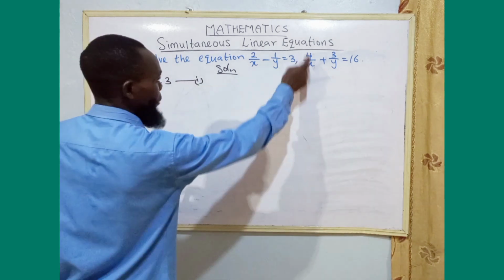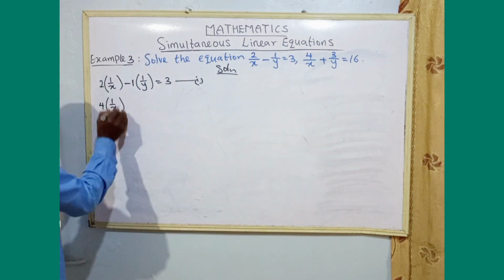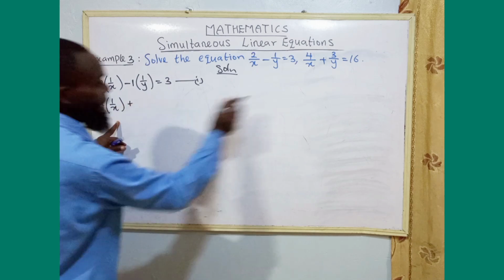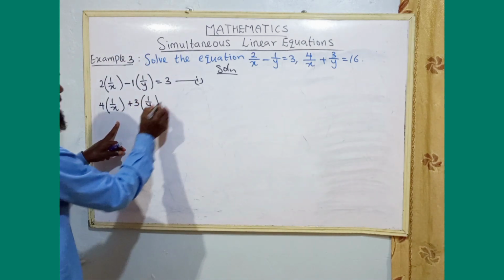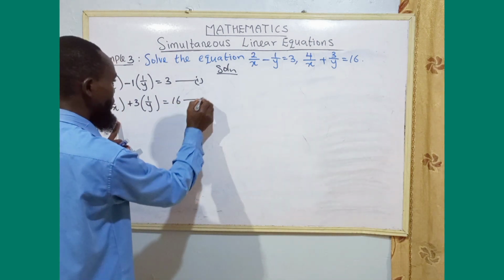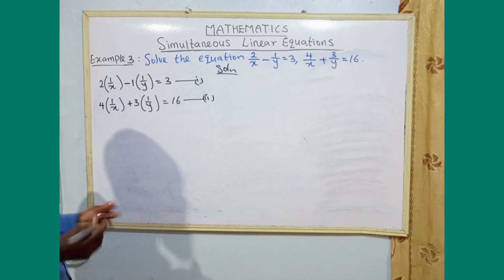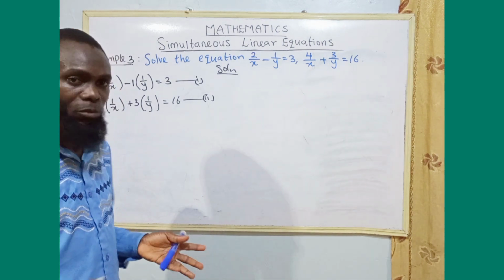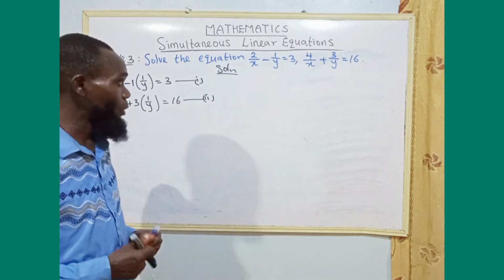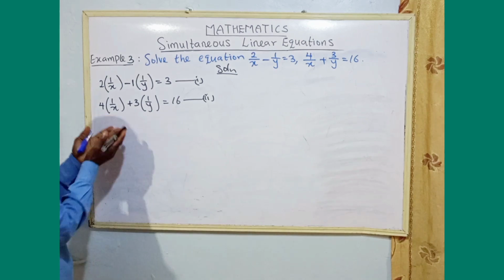Then 4 over x can be written as 4 multiplied by 1 over x, plus 3 over y can be written as 3 open bracket 1 over y is equals to 16. Equation 2. So our unknown is in terms of 1 over x and 1 over y, just to find the value of x and y, because they are in fraction and we are dealing with linear equation.